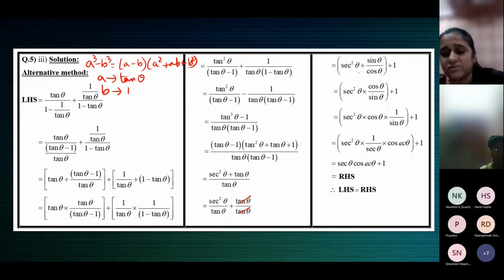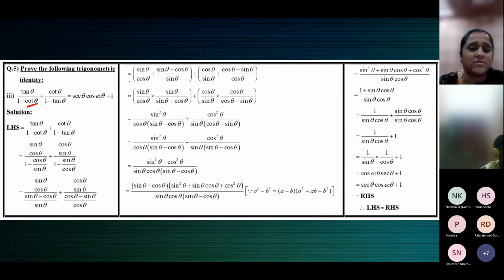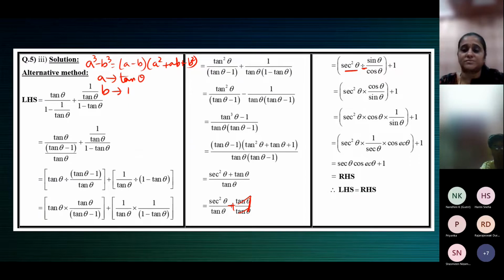See, all these steps are for you to understand, children. I'm not writing anything directly. So see here, now secant square theta by tan theta. I've written it as secant square theta divided by tan theta, which is sine by cos, plus 1. Don't forget this plus 1. Now, what is the RHS here? Secant theta, cosecant theta plus 1 is the RHS.